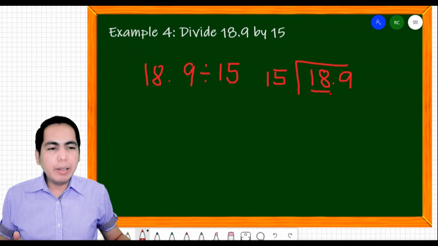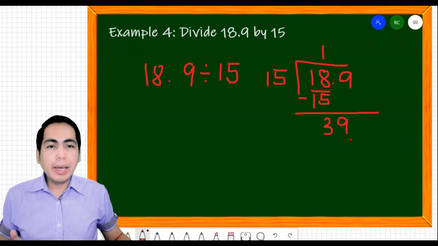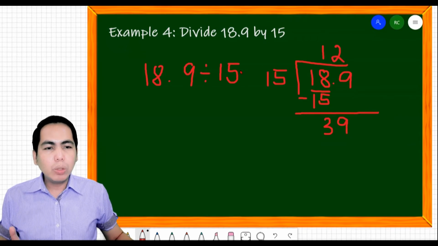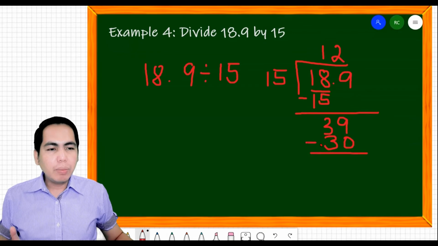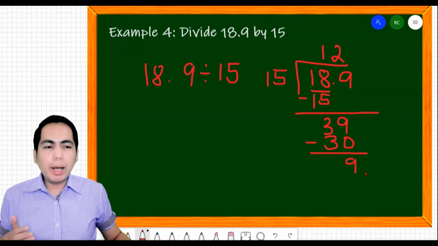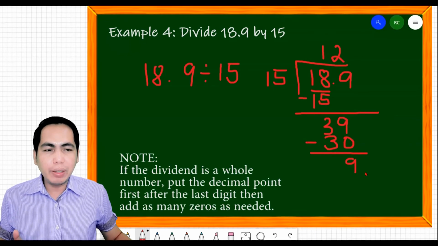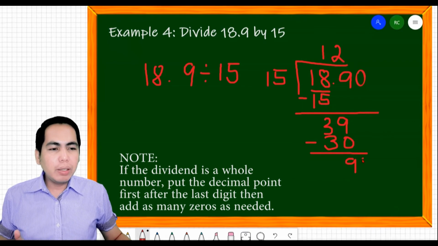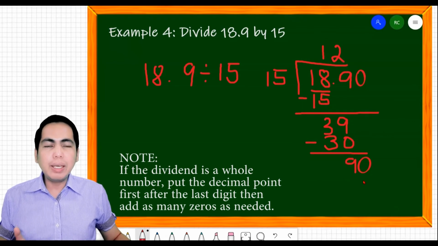18 divided by 15 is 1. 1 times 15 is 15. 18 minus 15 is 3. And then bring down 9. 39 divided by 15 is 2. 2 times 15 is 30. So 39 minus 30 is 9. After that, we have to add 0 in our dividend, because adding as many zeros in the dividend will not change the original value of our dividend. So we can add 0, and then we can just bring down that 0 here to make it 90.